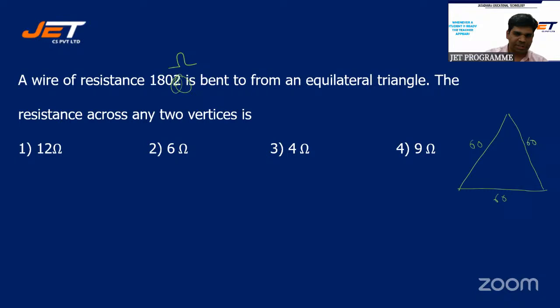Students, any doubt with the question? Okay, equilateral triangle form అవుతుంది. Resistance, total resistance of the wire is 180. The resistance across any two vertices is అని అడుగుతున్నాడు. So let's say I want resistance across these two vertices. A, B. ఎలా చేస్తాము? ఇది C అనుకుంటే AC and CB are in series. These two are in series. That is in parallel with AB.